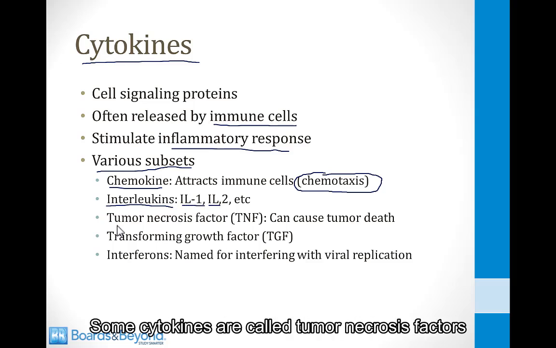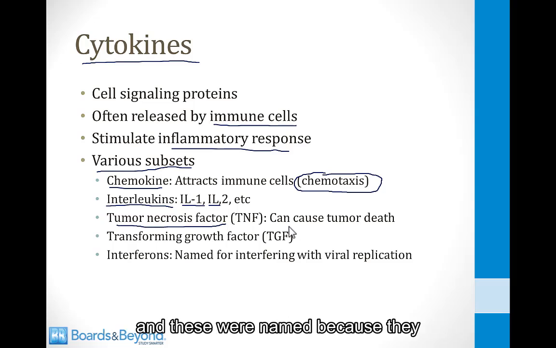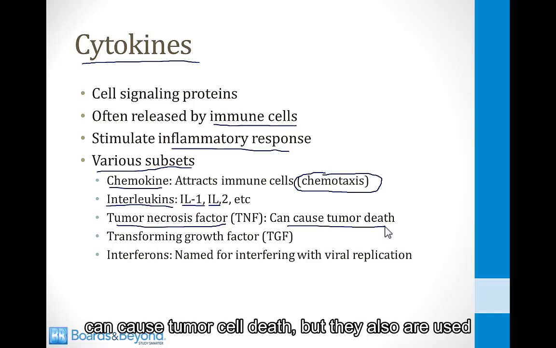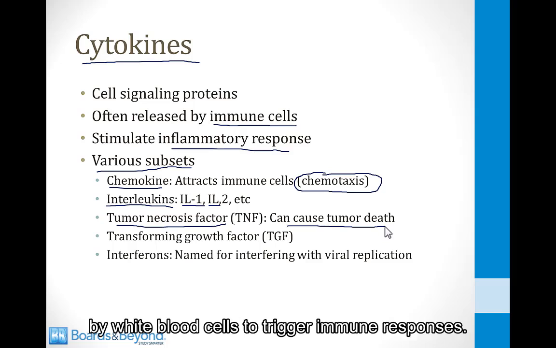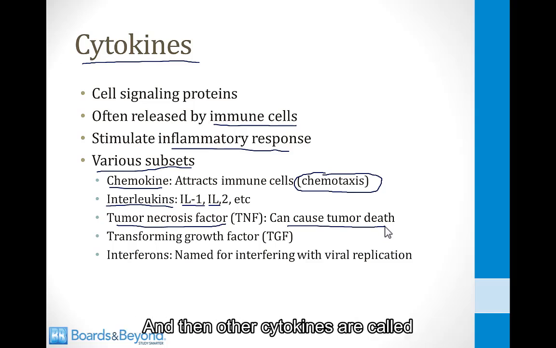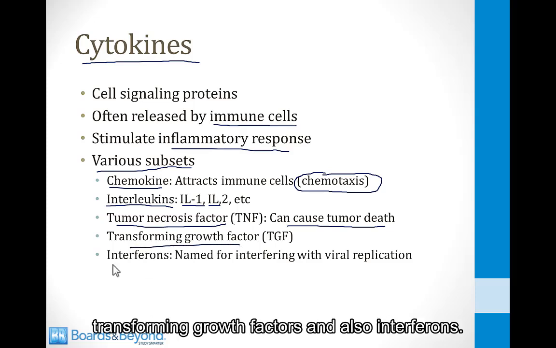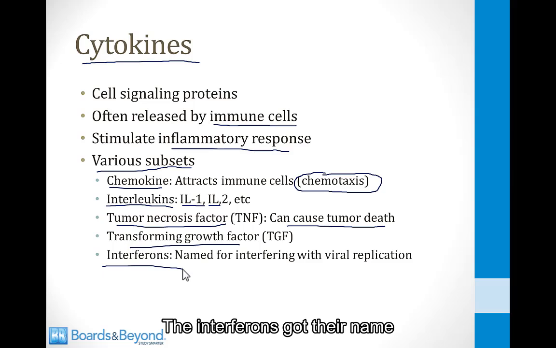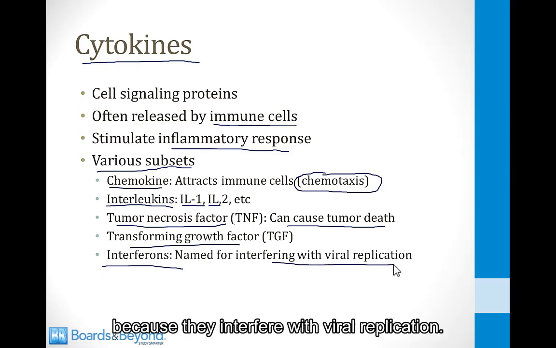They were given this name because these proteins travel between leukocytes, and they're named with numbers like IL-1 and IL-2. Some cytokines are called tumor necrosis factors, and these were named because they can cause tumor cell death, but they also are used by white blood cells to trigger immune responses. And then other cytokines are called transforming growth factors and also interferons. The interferons got their name because they interfere with viral replication.